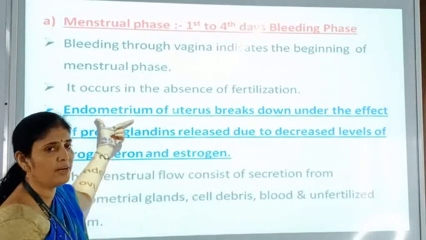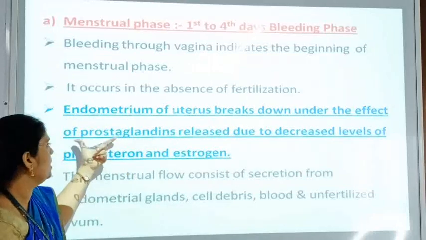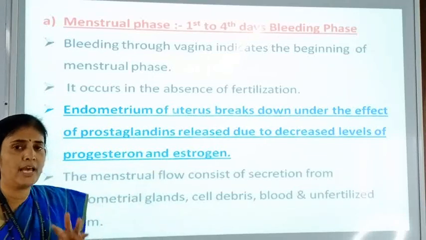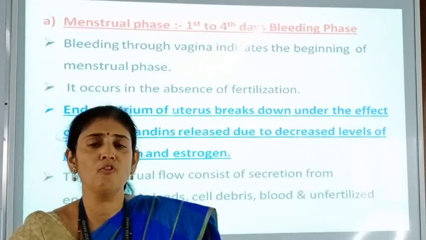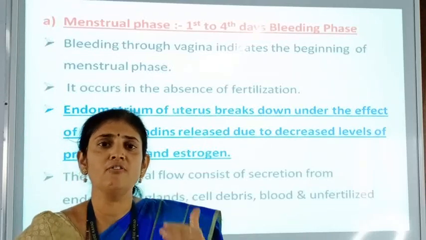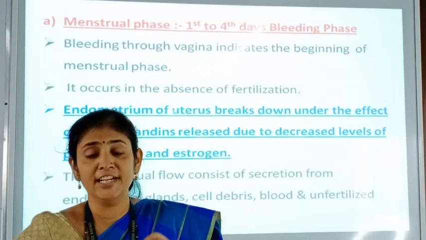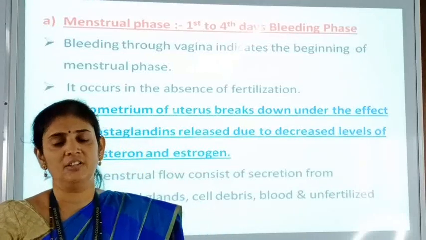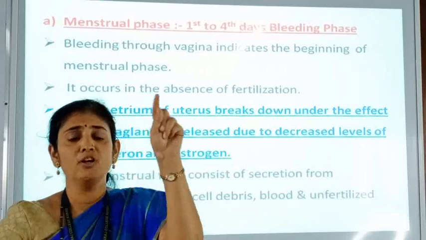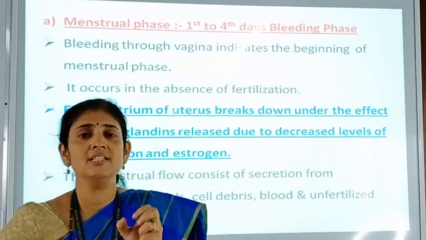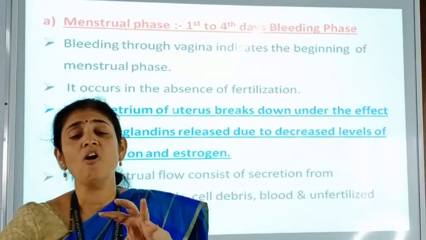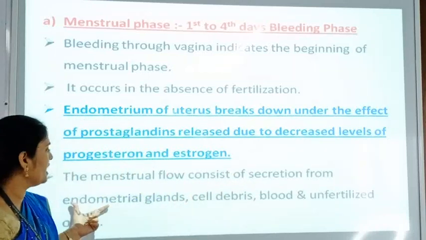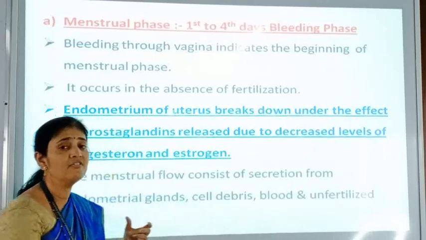So here the endometrium of the uterus breaks down under the effect of prostaglandins released due to the decreased level of progesterone and estrogen. So what happens if there is no fertilization of the ovum or egg? There is a decrease in the level of estrogen and progesterone in the female body, and due to this decrease, there is increasing prostaglandin secretion, and due to this prostaglandin secretion, the endometrial wall inside the uterus breaks, and therefore the bleeding occurs here. And this menstrual flow consists of secretion from the endometrial glands, cell debris, blood, and unfertilized ovum.